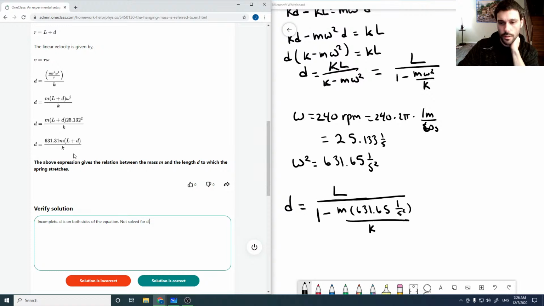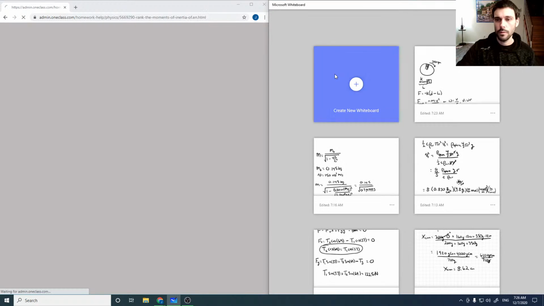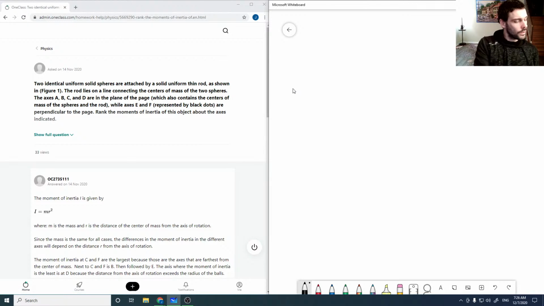But would it give you the same thing? Yeah, I think it would actually. It looks like it, because you divide by these. I think so. But it's incomplete because it's not solved for d. I'm just going to say it's incorrect. Okay.